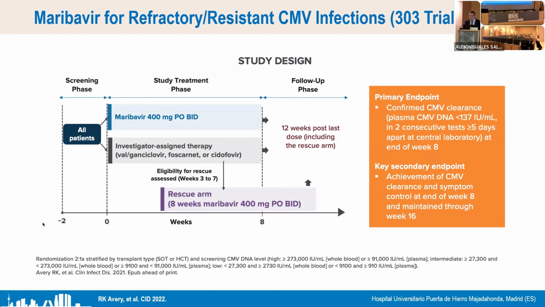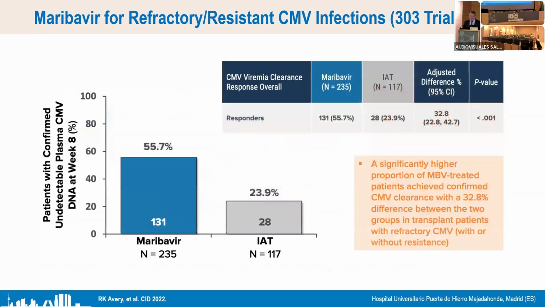So that was the design, and the study gave quite outstanding results. Clearance of CMV by week 8, which is the primary endpoint, was significantly superior in the maribavir group compared to the investigator-assigned therapy. And look at the percentages. The percentages are still not great. It could be better. But something that this shows is that we didn't really know.